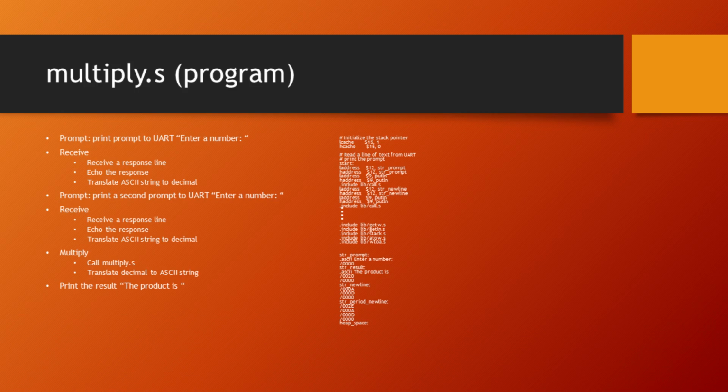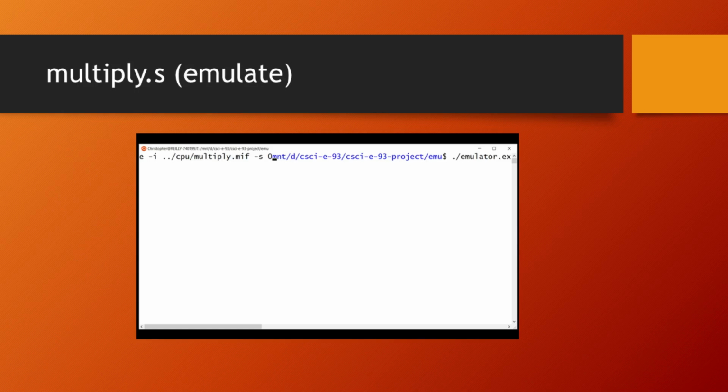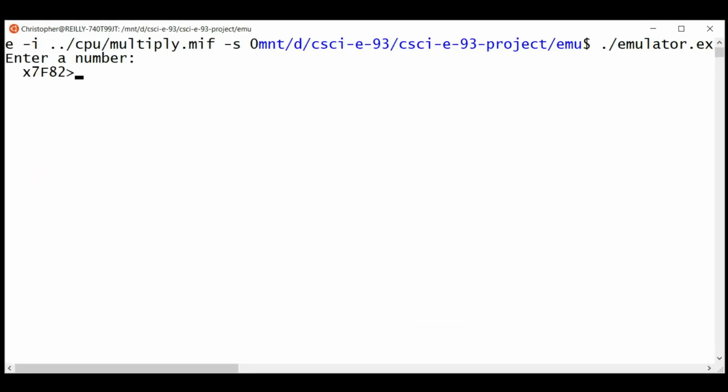Multiply.s sends two prompts to a UART device and translates the response into decimal numbers. It multiplies those numbers and sends the response to the UART device. An emulator shows how multiply.s behaves.